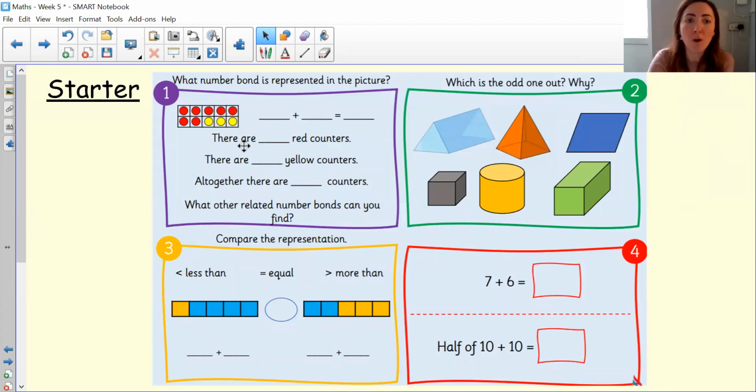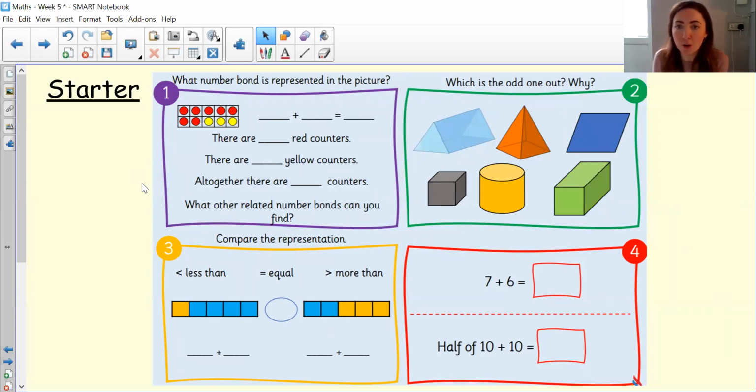So number one, what number bond is represented in the picture? Write it as a number sentence and then fill in the sentences underneath. There are blank red counters, there are blank yellow counters. Altogether, there are blank counters. And then what other related number bonds can you find as an extra next step?